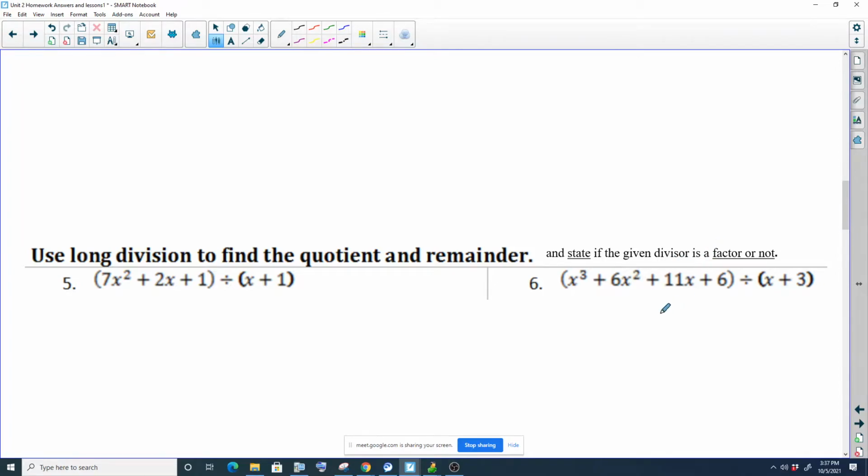Now long division is the other one we're going to show you how to do. And you also have yes, is it a factor, or no, it's not. And so I already have videos, so maybe we'll only do one. Here's number 6. Now long division is trying to divide x plus 3 into x cubed plus 6x squared plus 11x plus 6. So maybe we should look at numbers first, right?